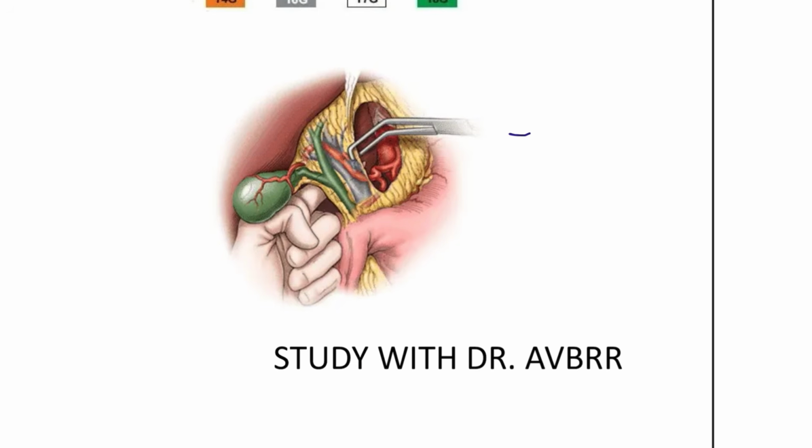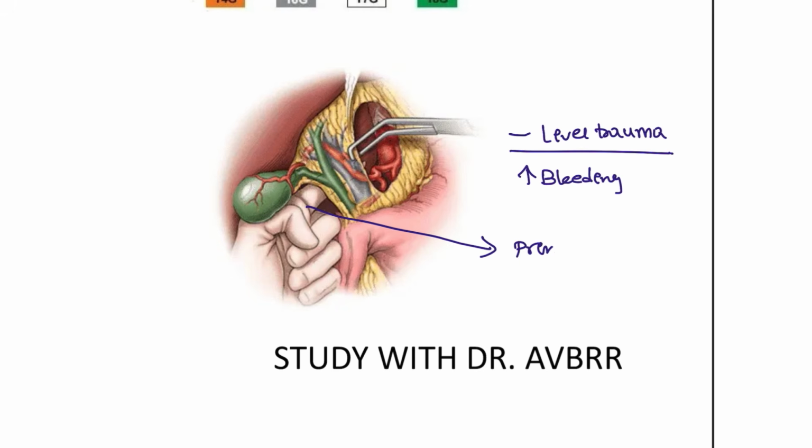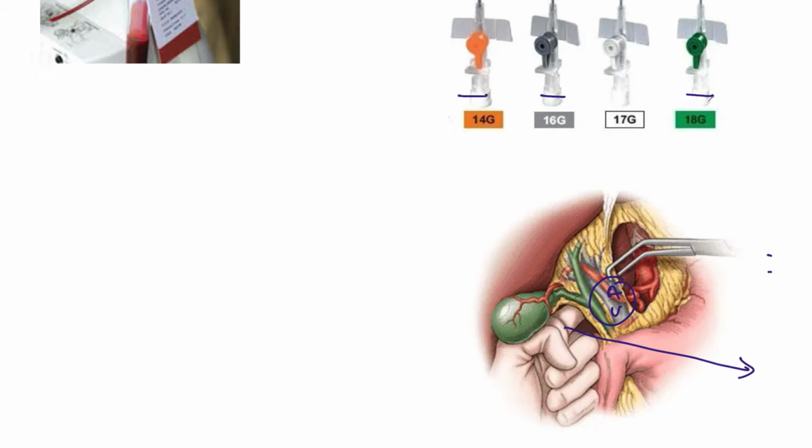So in patients with liver trauma and uncontrolled bleeding, what can we do? This is the maneuver they perform, known as the Pringle maneuver. In the Pringle maneuver, you are going to block the artery and the vein. Both will be blocked in the Pringle's maneuver.